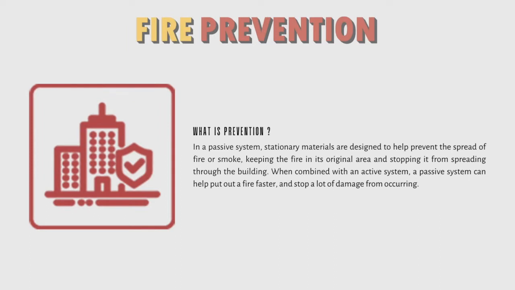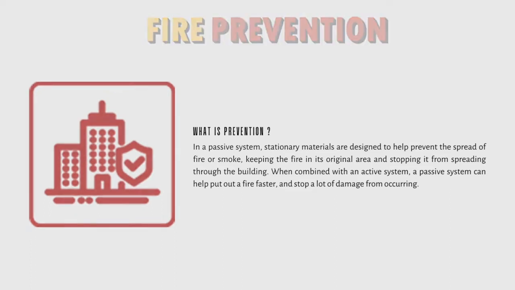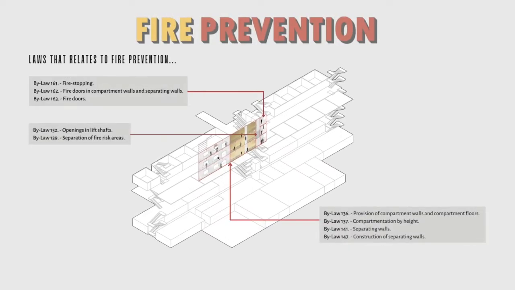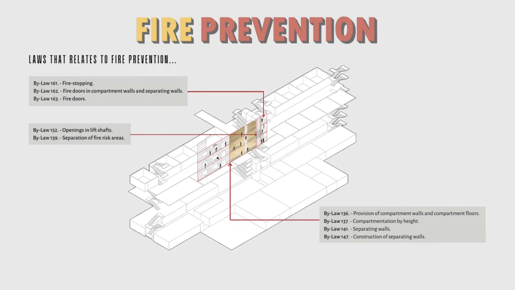Fire prevention is a protection within the facility which relies on detection components and prevents fires from spreading, keeping them in their original place. And these are the laws that are related to fire prevention. The references of the building are taken from Taylor's University for our studies.